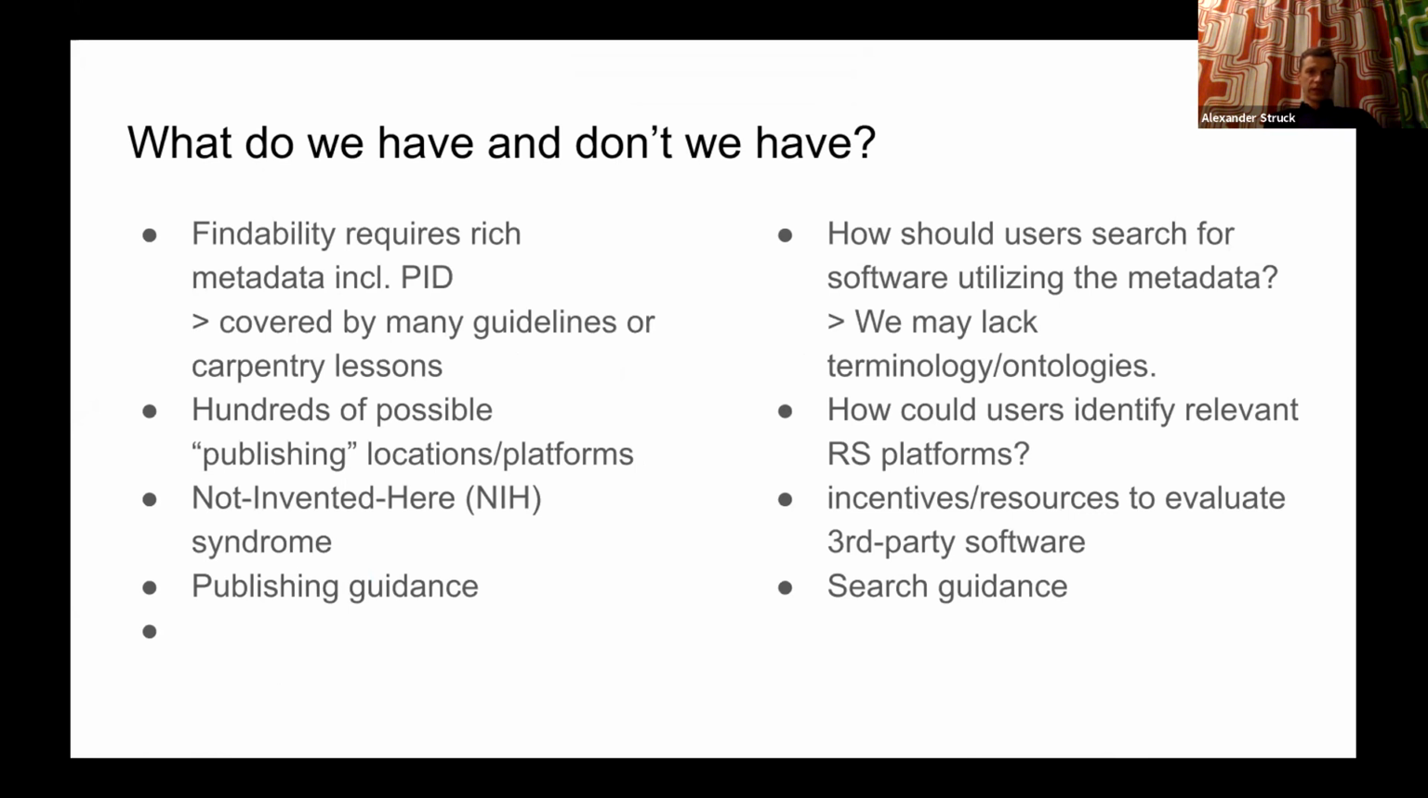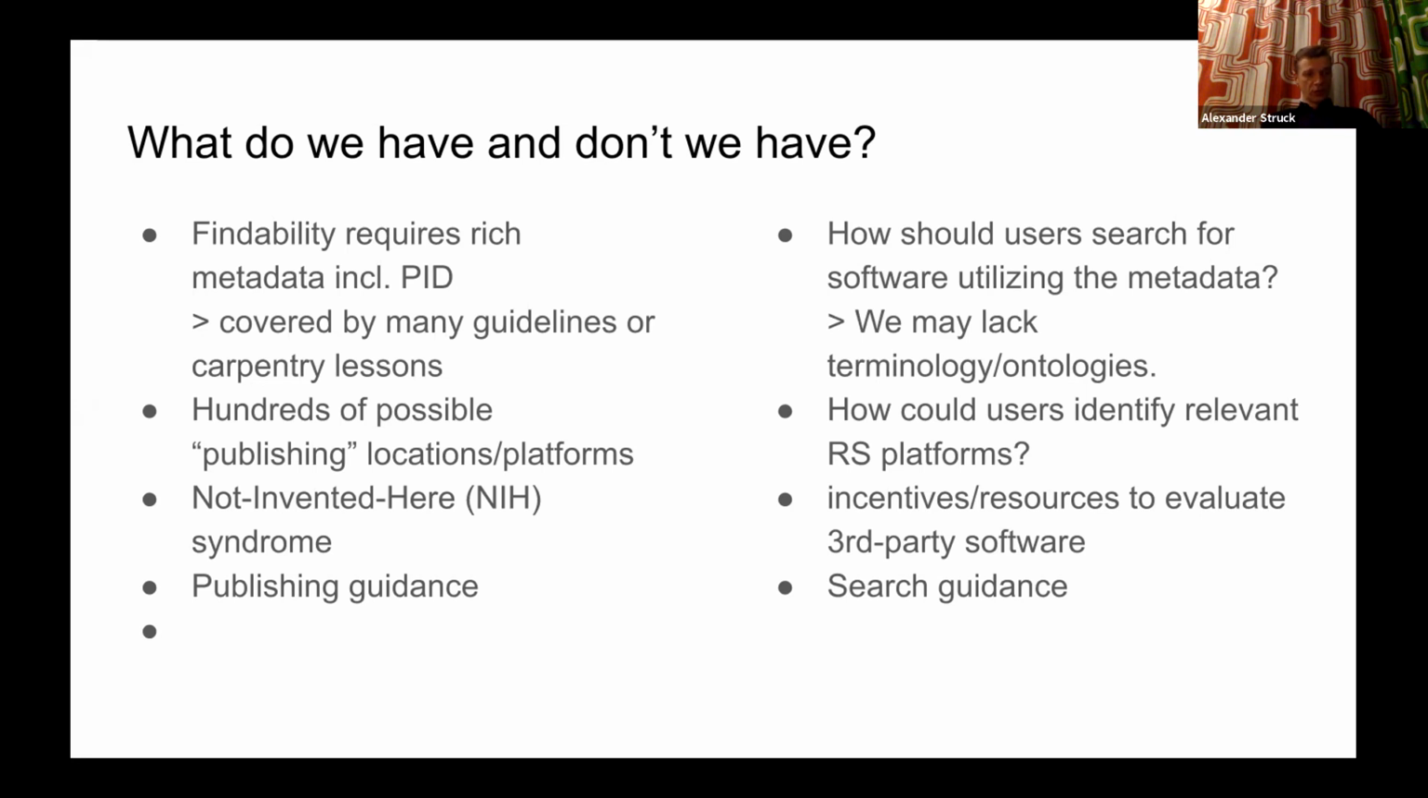Let's start on the left-hand side. Findability requires rich metadata and hopefully persistent identifiers, which is already covered by many guidelines and carpentry lessons. But we don't know right now how users actually use skills to search for software utilizing metadata. And sometimes I think we may lack terminology or ontologies to describe software and teach them to possible reusers for how to look for them.